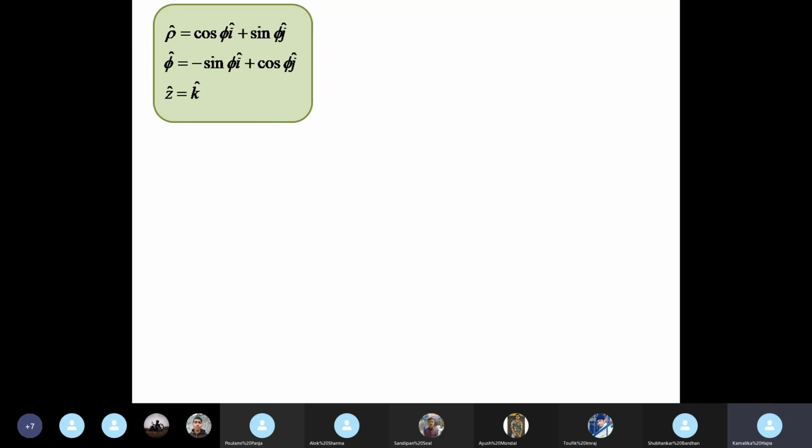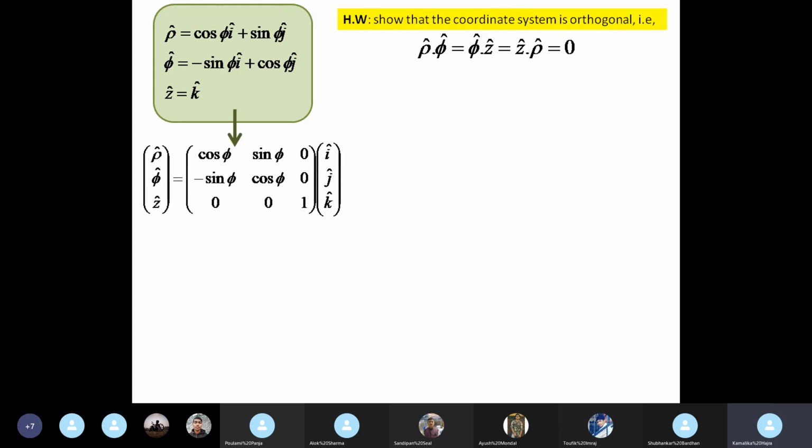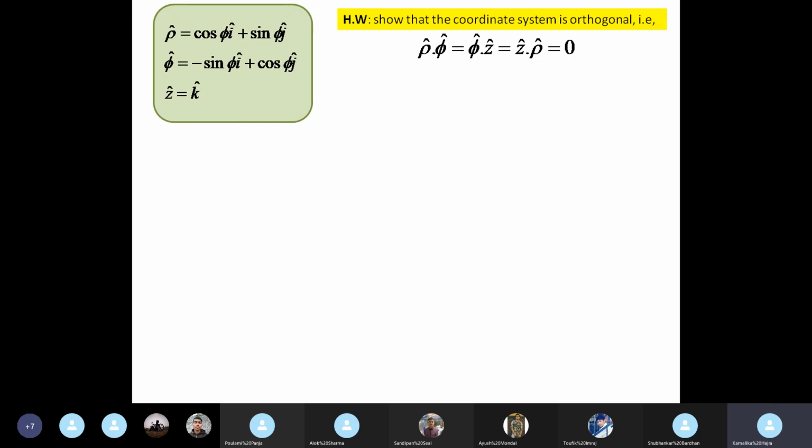Okay. I want you to do for homework this small problem to show that the coordinate system that we have just set up is orthogonal. That is rho cap dot phi cap equal to phi cap dot z cap equal to z cap dot rho cap equal to 0. You will use these expressions, take the dot product.